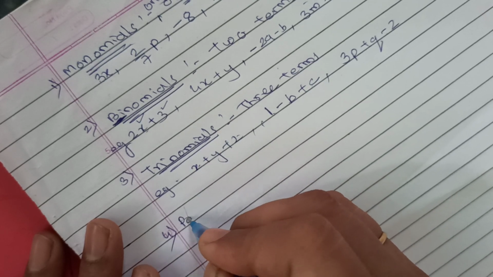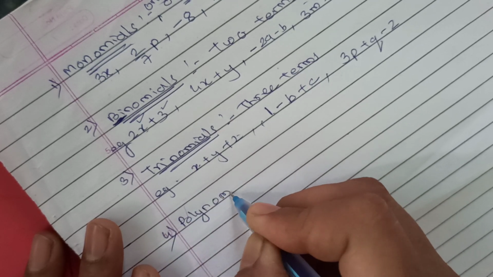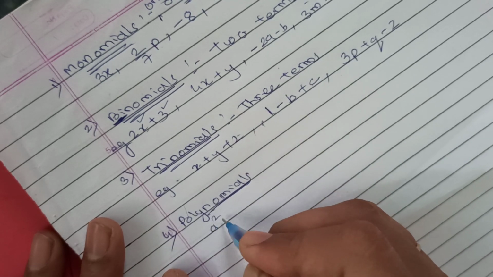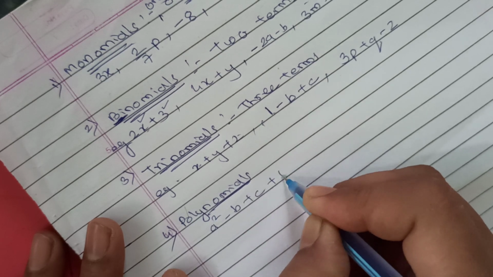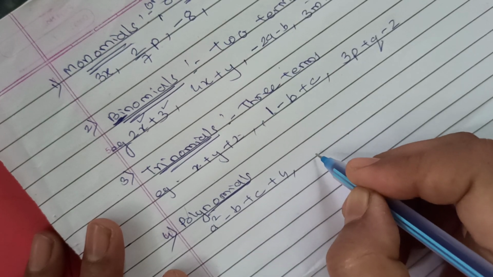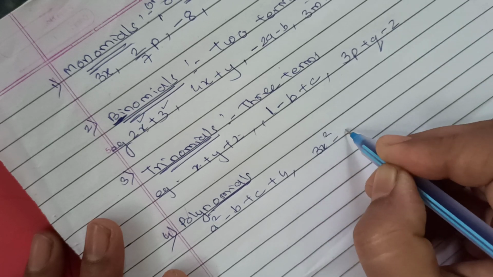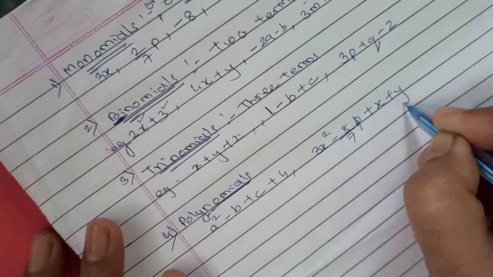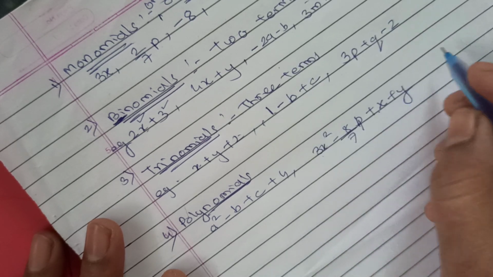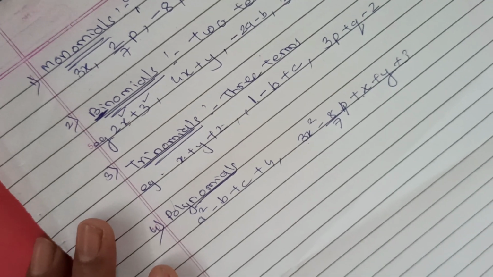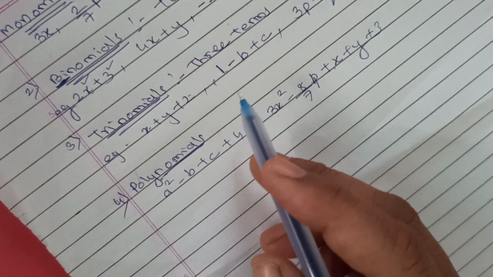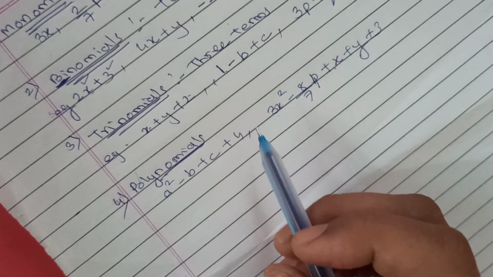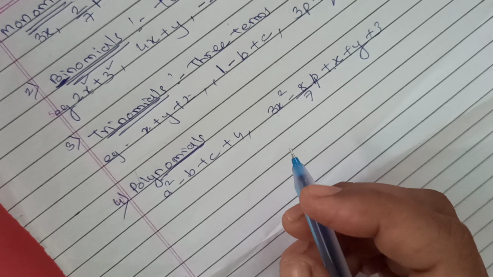So you have seen mono, bi and tri. Now fourth is polynomial, which has more than three terms. For example, you have a square minus b plus c plus 4. The next example may be 3x square minus 8 upon 7p plus x plus y. 1, 2, 3, 4, 5. More than three terms. In this way, you are able to classify the algebraic expressions into four types.